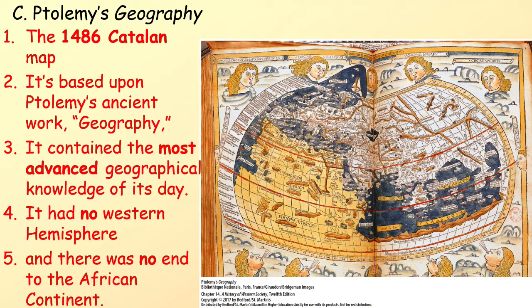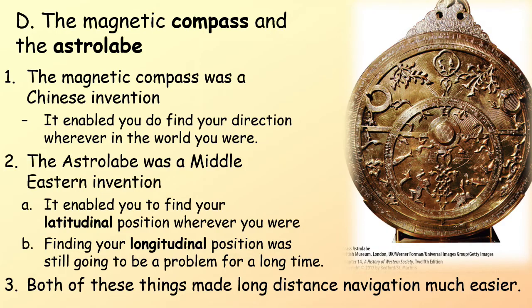Ptolemy's Geography. This is the 1486 Catalan Map, and it's based upon Ptolemy's ancient work, Geography. And it contained the most advanced geographical knowledge of its day. Notice, it's got no Western Hemisphere. And if you look at Africa, there's no bottom end to the African continent. Nobody knew how far down that was. Nobody had seen it. Nobody even knew if Africa had a bottom to it.